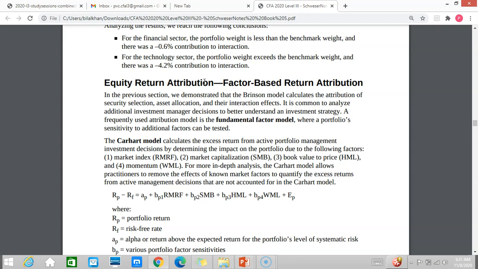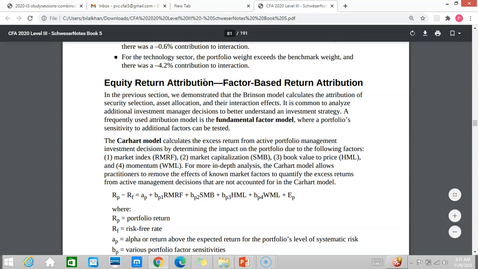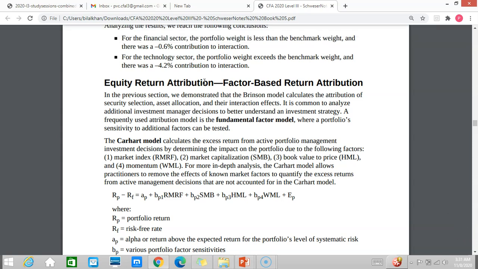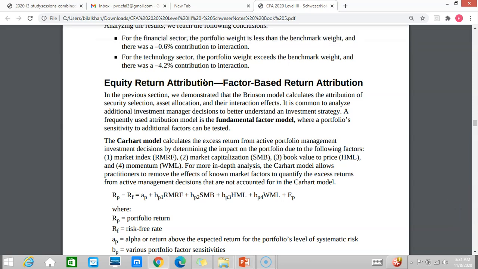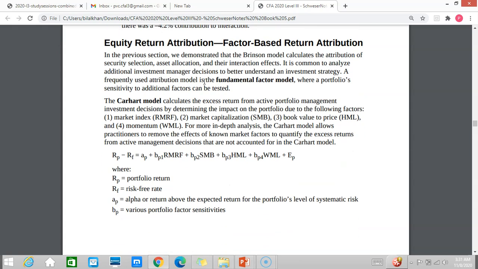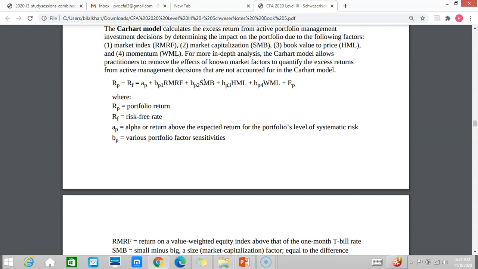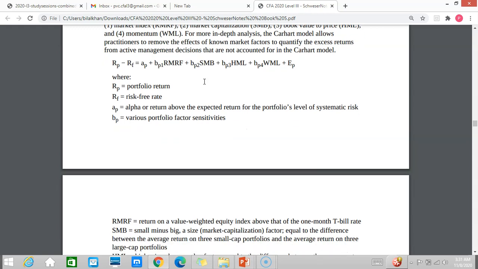So some of the excess return would come from market premium, some would come from business size, some would come from book value to price ratio, some would come from momentum, and the remaining one would be the alpha, which is the extra return which you are making after accounting for all these factors. So this is how you can find out how much alpha is being generated. This is due to the skill of portfolio manager or investment decisions of portfolio manager. So if you find out how much is coming from these factors, and if you remove it from total excess return, you will find out the alpha.